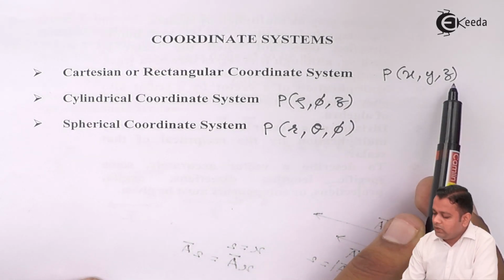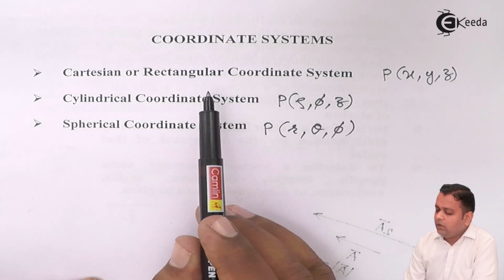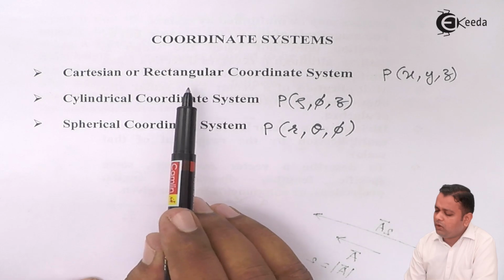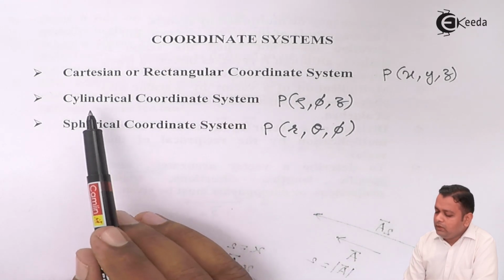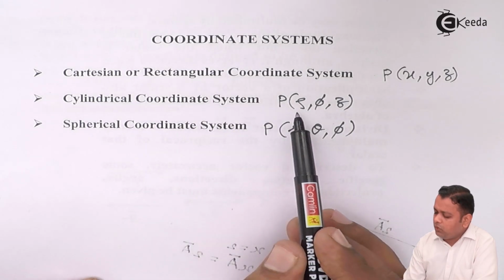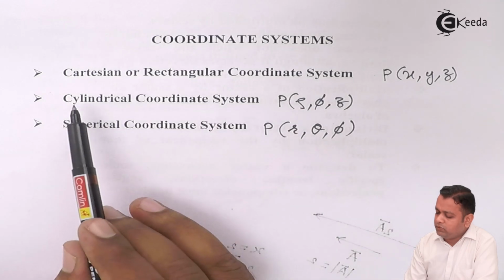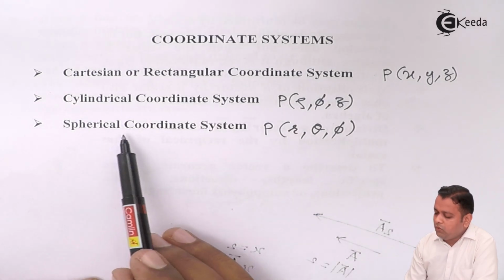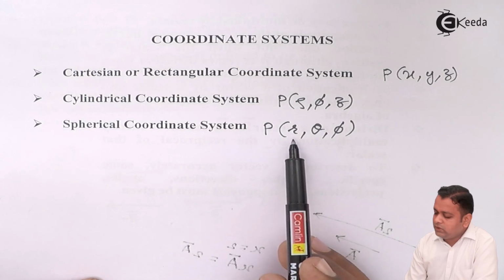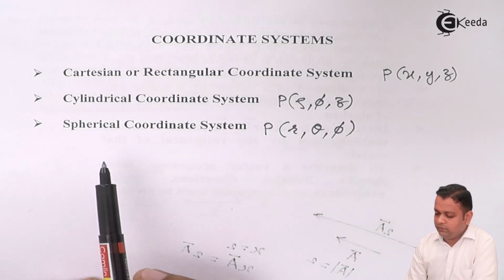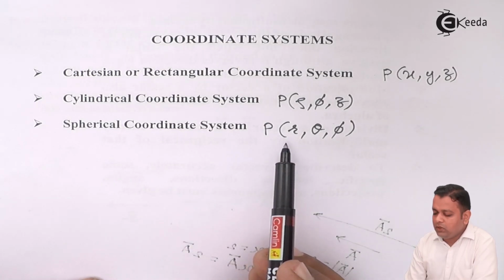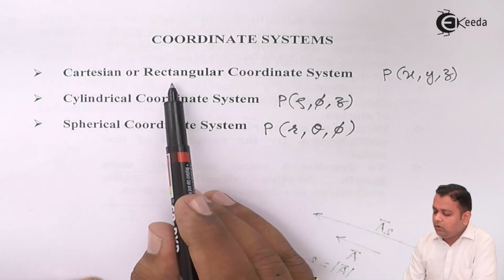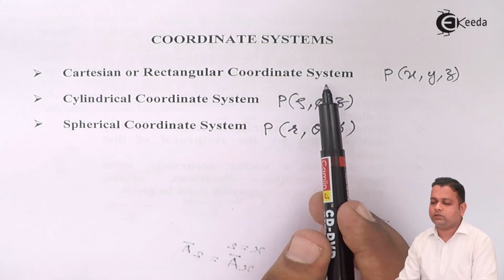As the names of these coordinate systems describe the rectangular shape, the cylindrical shape and the spherical shape, here x, y and z describe the length, breadth and height of a rectangular parallelepiped. In the cylindrical coordinate system, rho defines the radius of the cylindrical shape, whereas r in the spherical coordinate system describes the radius of the spherical shape. So let us start with the first coordinate system, called Cartesian or rectangular coordinate system.